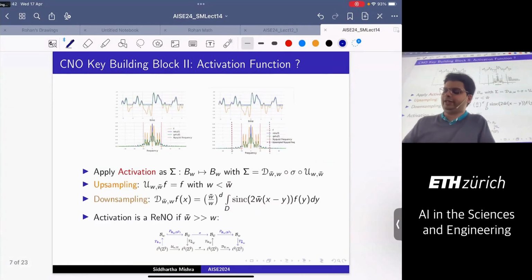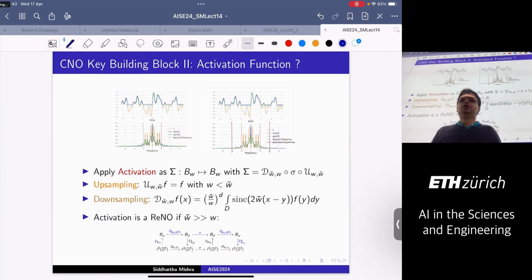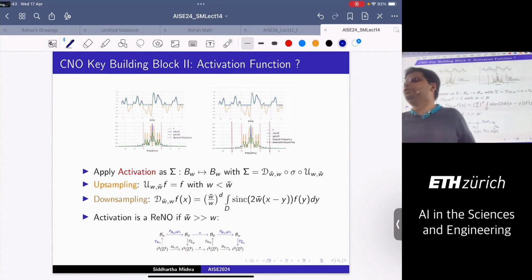Now, what about nonlinearities? Because remember, there are always convolutions and nonlinearities. Now we fixed convolutions, but you can say, okay, what's the big deal? Because in FNO, convolution was already fixed, right? So there's nothing new that is happening.